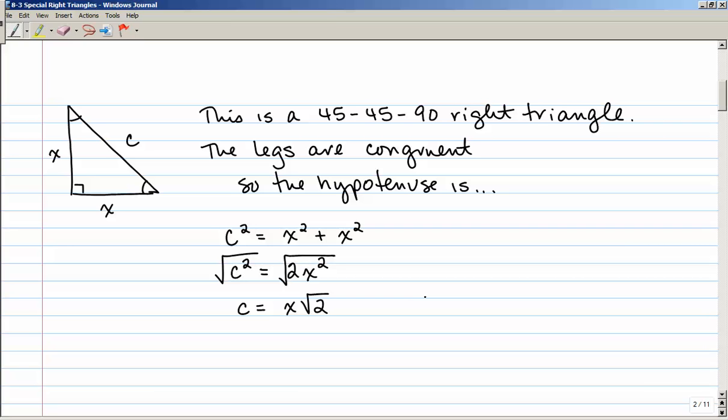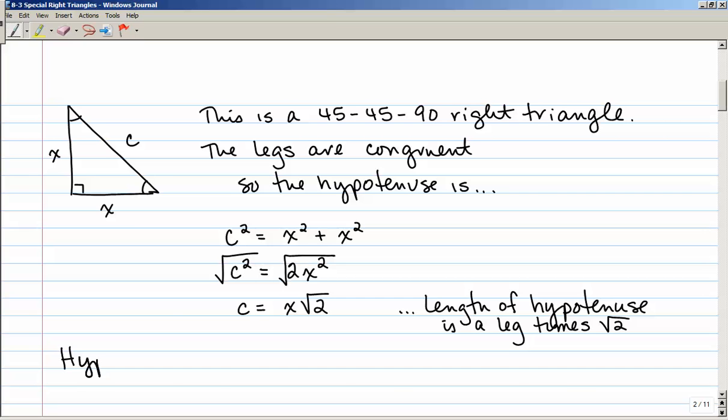What this means is that the length of the hypotenuse is the length of a leg times the square root of 2. So whatever the length of a leg is, the hypotenuse is that number times the square root of 2. Here's a little formula for you to memorize. Hypotenuse equals leg times the square root of 2. And that's going to be true for all 45-45-90 right triangles.